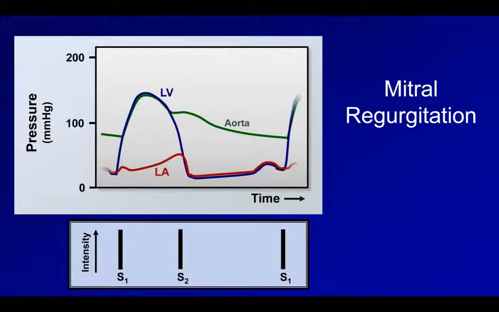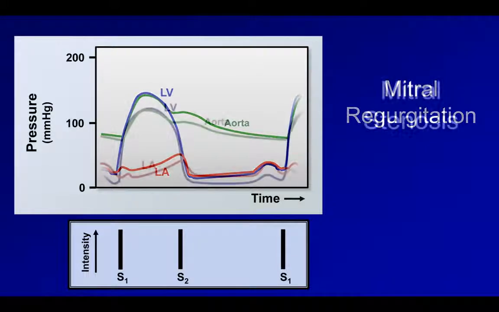Next, we have mitral regurgitation. The pressure gradient between the left ventricle and left atrium remains relatively constant throughout systole, resulting in a uniform or holosystolic shape. And here is mitral stenosis.